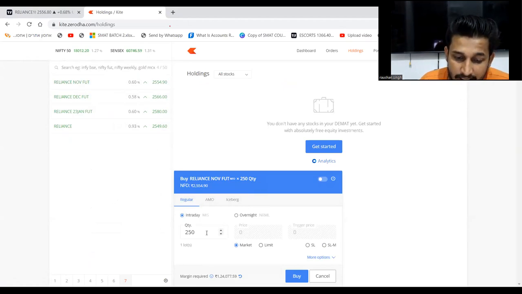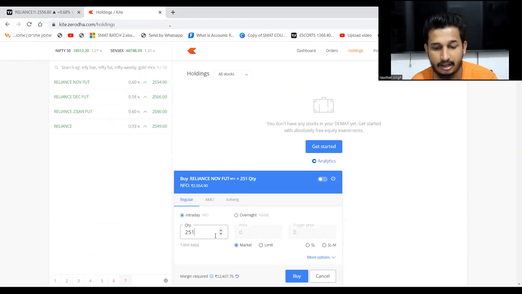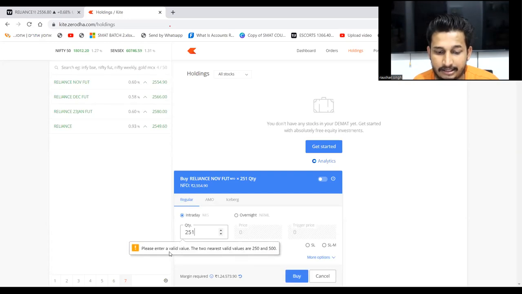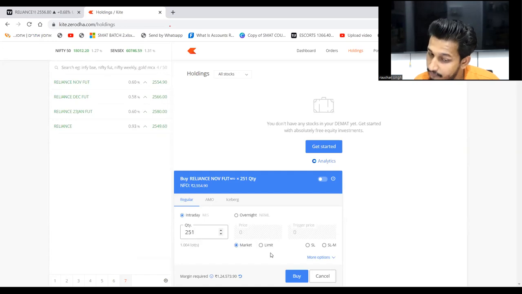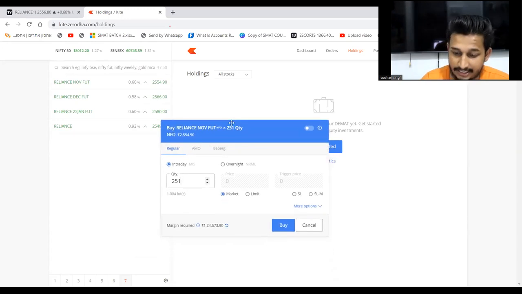If I increase this, it will automatically come: 250, 500, 750, 1000. It will not increase like 251. And if I try to enter such a value, you will see a message: please enter a valid value, the two nearest values are 250 and 500. I hope it is clear: futures, basically derivatives, are traded in lot size.